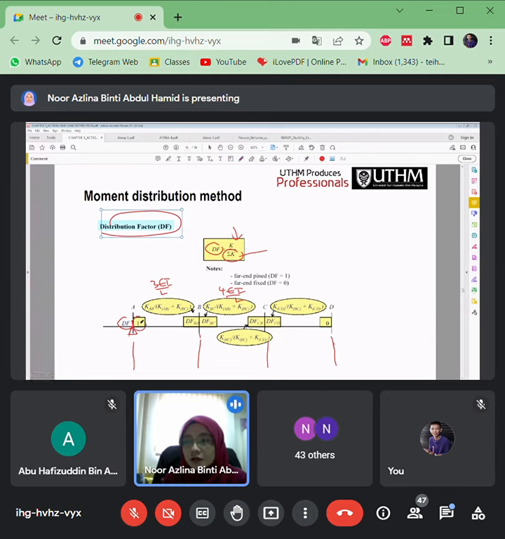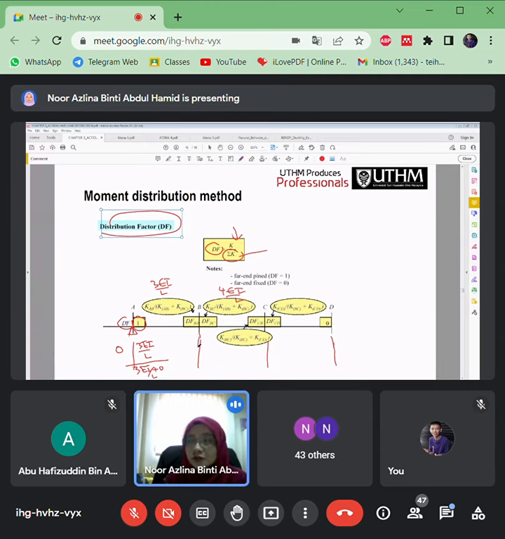Distribution factor for AB is 1 here because 3EI divided by L is divided by total stiffness. There's no stiffness here, right? So that's why divide by 3EI divided by L plus 0. This is the distribution factor for AB.